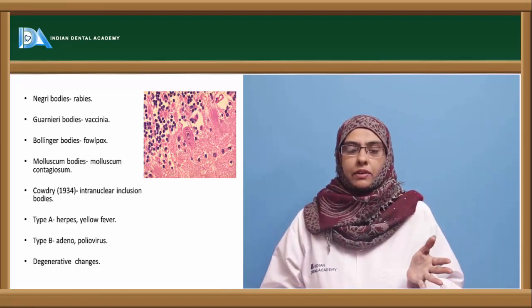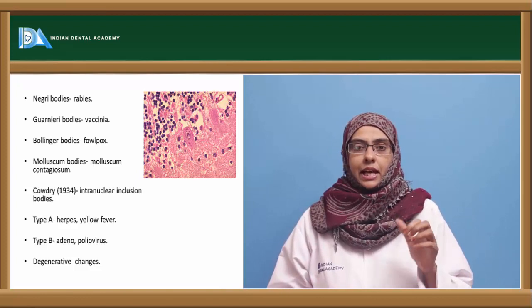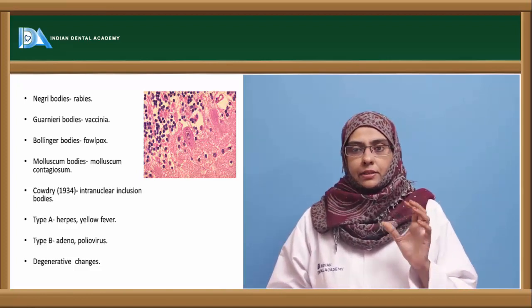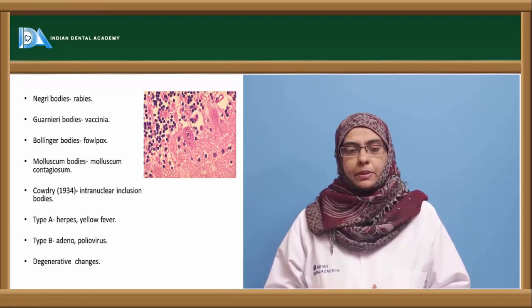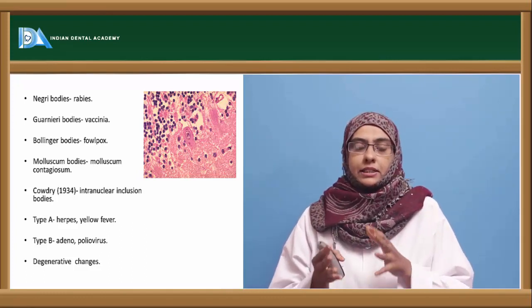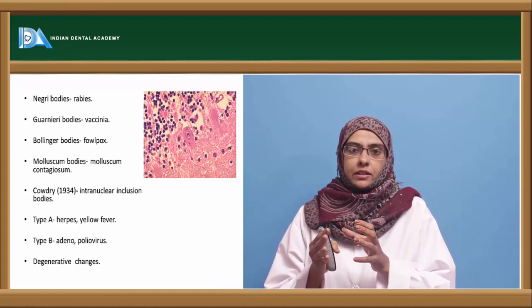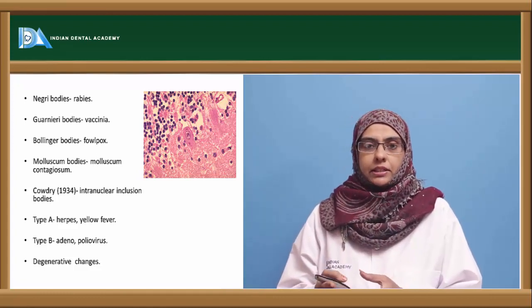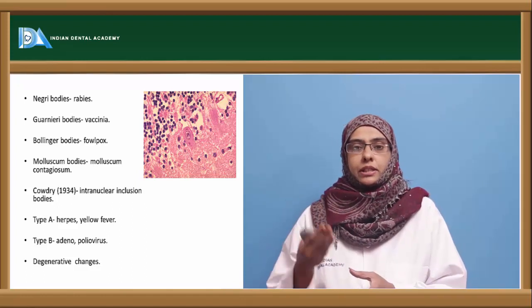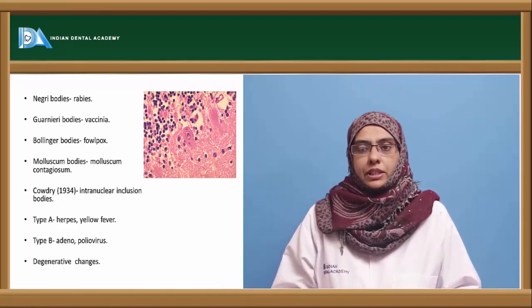Type A is the one which has variable sizes and is granular in nature, and is mostly seen in the case of herpes and the yellow fever virus, whereas type B inclusion bodies are usually circumscribed, or they have a particular accurate size you can say, and apart from that there are multiple granules, inclusion bodies that are produced during this infection.